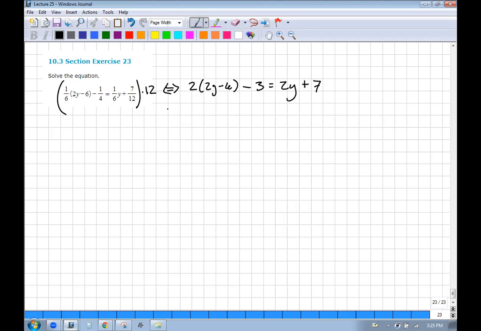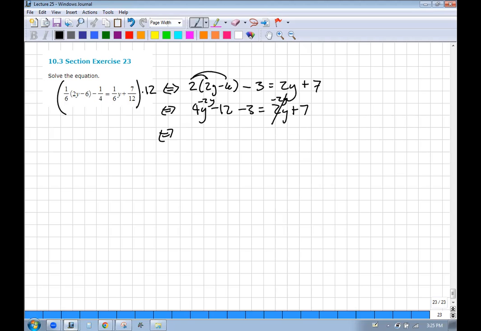Now we just want to get the y's together, but this parenthesis is in the way. So let's distribute. That gives us a 4y and a minus 12. All right, let's get the y's together. I'll subtract the 2y from both sides.